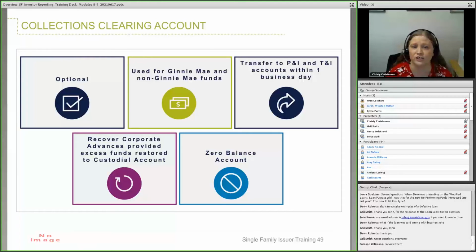For liquidations, the clock starts with the post date of the deposit on the bank statement. Since issuers do not post payments received after hours until the next business day, they have 1 business day from the date of the post or the deposit. Ultimately, the funds must be deposited into the Ginnie Mae P&I account within 2 business days of receiving the funds.